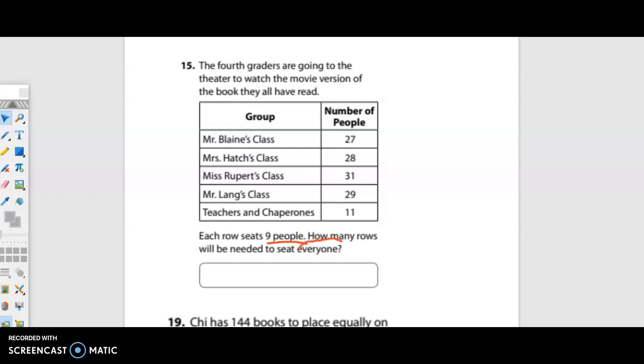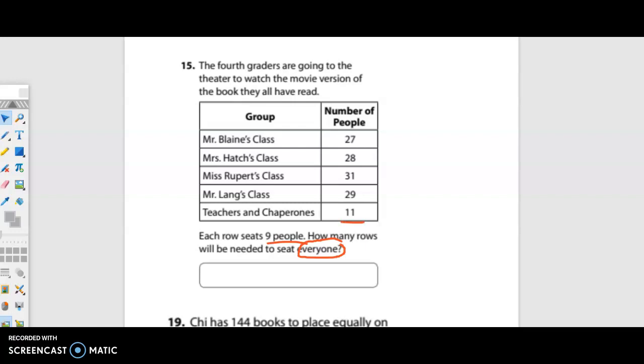So I want us to focus on this word everyone because that's going to tell us our first step. If we need to figure out how many rows to seat everybody, first we have to figure out what that number is. What is everyone? So we could add up all of these numbers together.